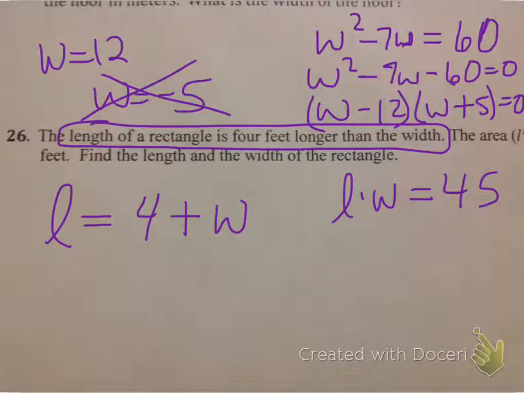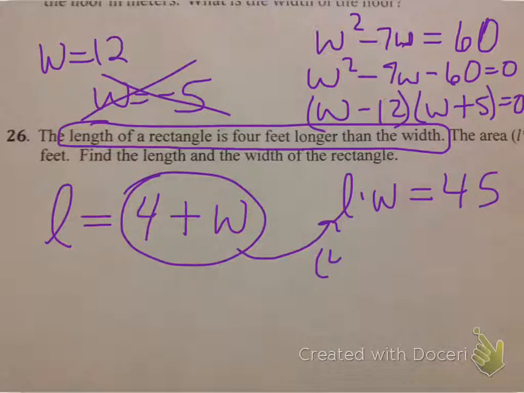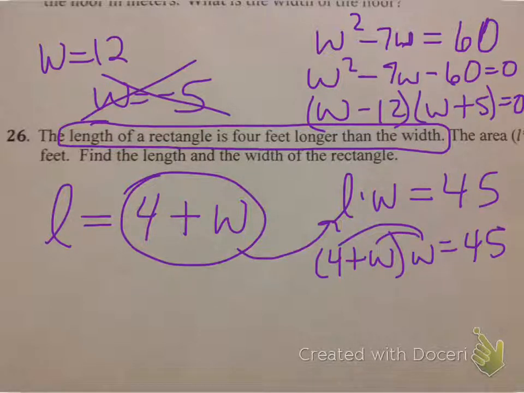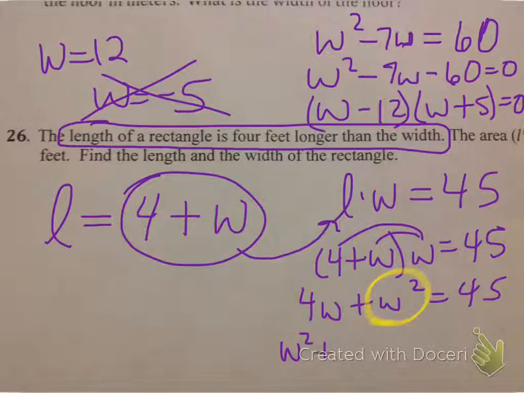If you put these two things together, 4 plus W equals L. Make a substitution. 4 plus W times W equals 45. Some people just forgot to put parentheses. Distribute your W. 4W plus W squared equals 45. Now, you can't leave the W squared over here. To be able to factor it, W squared has to be first. So you write W squared plus 4W minus 45 equals 0.